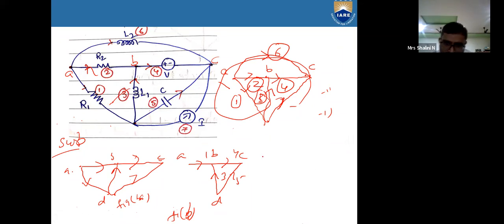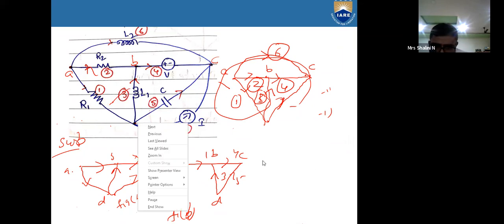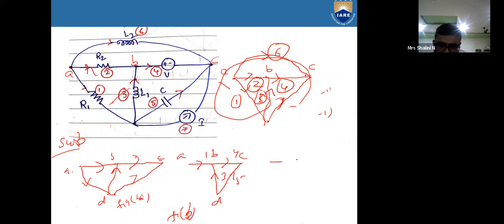Okay, next it is a subgraph. Coming to the next one, I am maintaining it like this: A, B, D. Between A, B it is 2, and between B, D it will be 3. So it is called a subgraph.